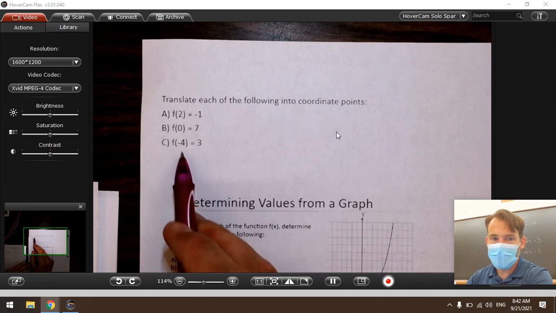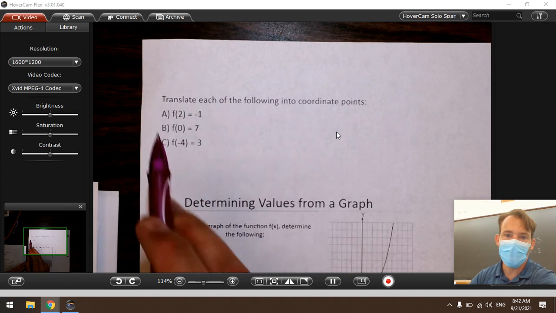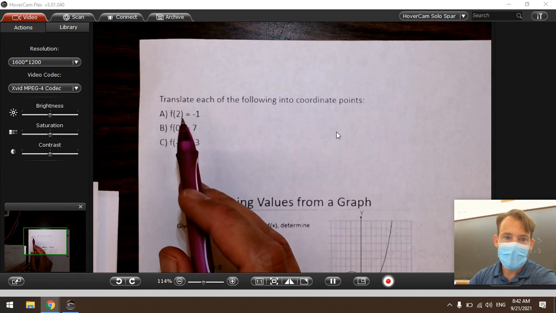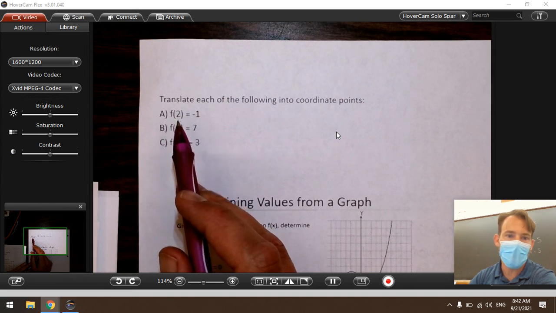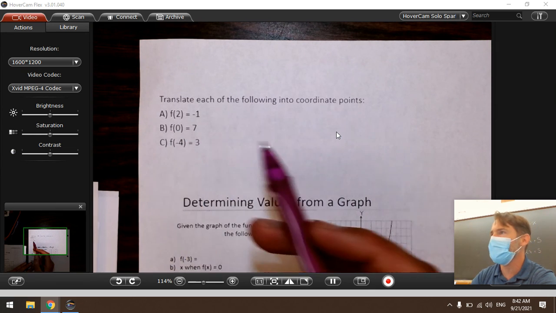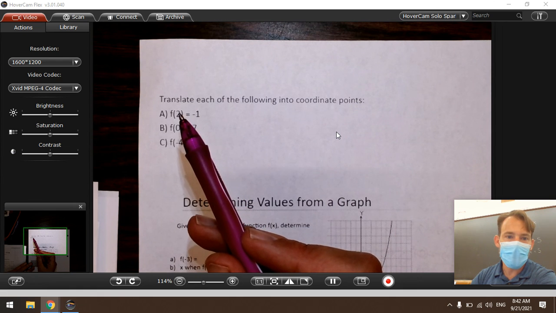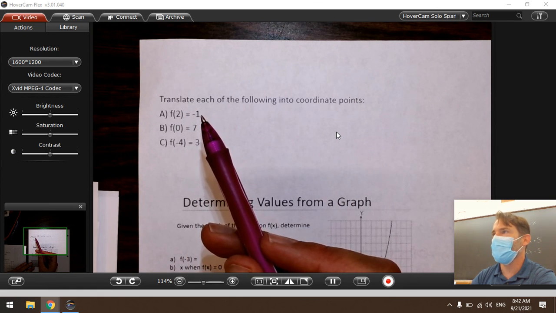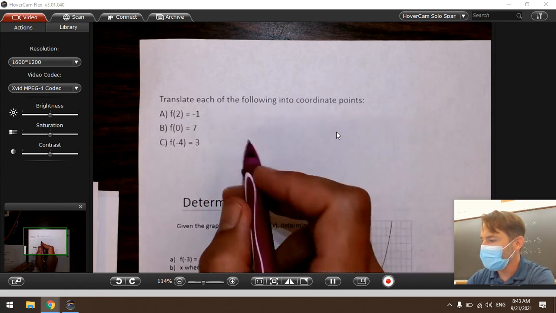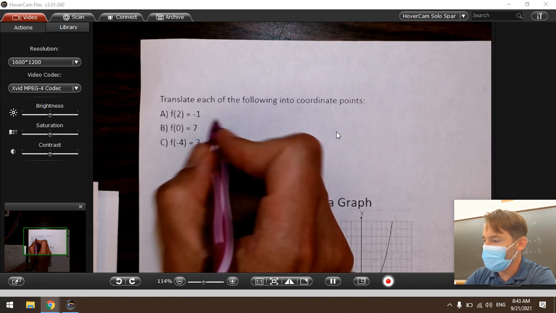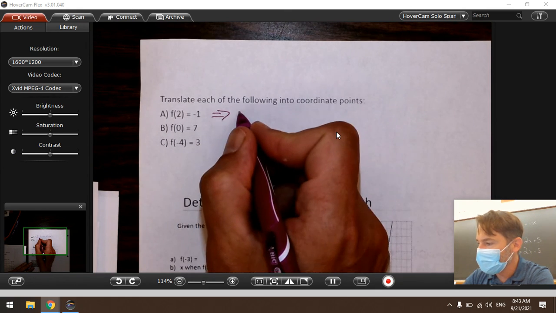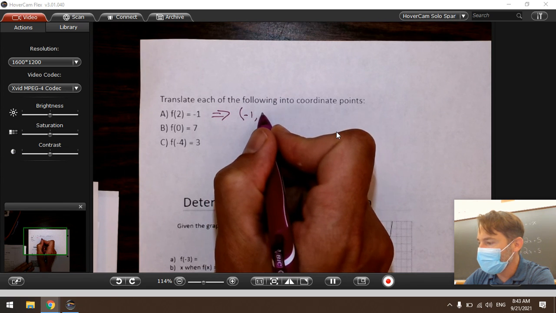Okay, now we can also translate things into coordinate points, okay? So here we have a function. It's f of, I don't know what even the variable is, but we're going to say it's f of x, okay? And what I'm told is for the input 2, I have an output -1. So I already have a point. I'm going to translate that into a coordinate point. So that would be a coordinate point, input of -1, output of 2.